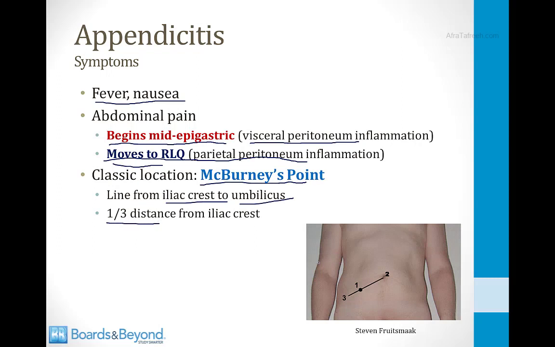If you look at this picture at the bottom right side of the screen here, point number 2 is obviously the umbilicus. Point number 3 is the iliac crest. If you draw a line between those 2 points and go 1/3 of the distance from the iliac crest, that is point 1 here, and that is McBurney's point, and that is where the pain of appendicitis will localize to once the parietal peritoneum becomes inflamed and the symptoms move away from the initial epigastric region.